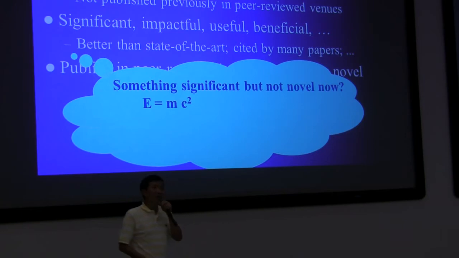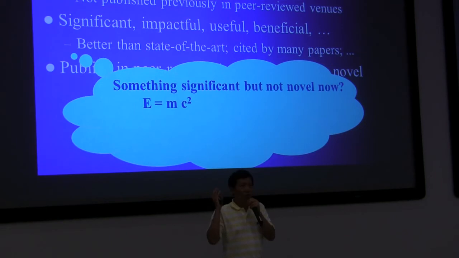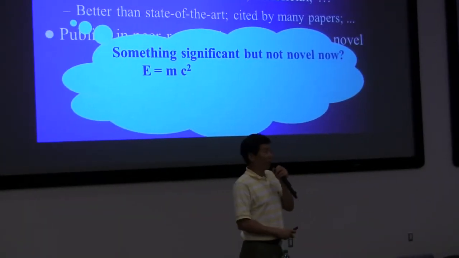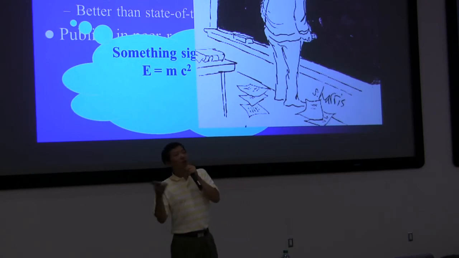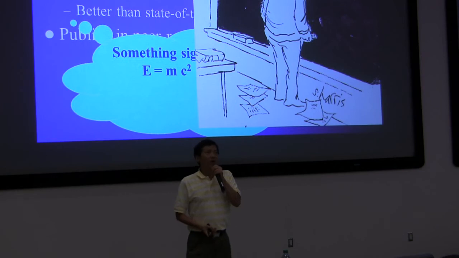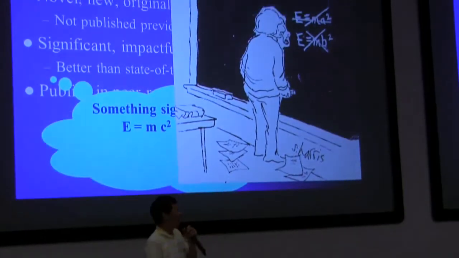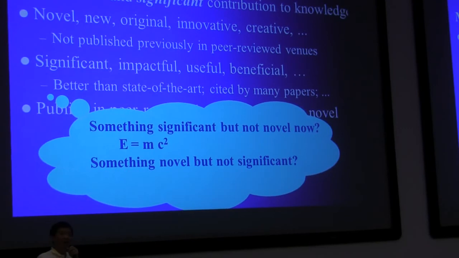I would like to just use an example, E equals mc squared, right? Right now, if your thesis is to derive E equals mc squared again, I'm sure you will not pass the defense. Unless you have an ingenious proof. For example, this proof. In order to prove it, you try to prove E equals ma squared, you fail. E equals mb squared, you fail. So they say, therefore, E must be equal to mc squared. I'm sure you will not pass that defense either. But can you think of something that is novel but not significant?